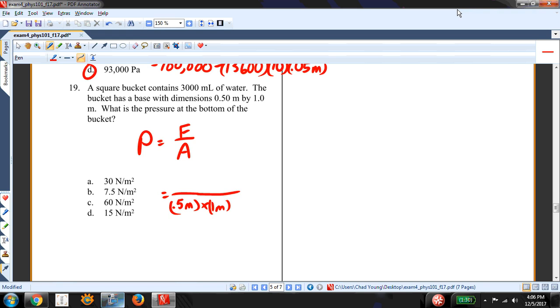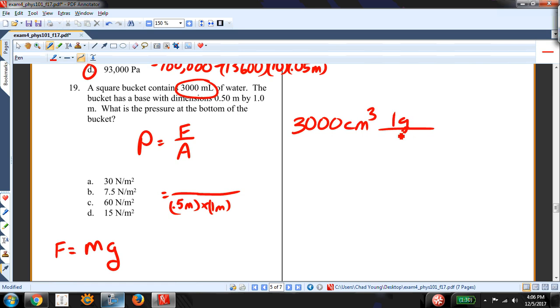The force is going to be equal to the weight of the water. And this was a little tricky to get. So you have to know the force is equal to the weight of the water, which is m times g. And so I need to find the weight of the water. Well, 3,000 milliliters, that's 3,000 cubic centimeters. And I know that the density of water is 1 gram per cubic centimeter, or 1,000 kilograms per cubic meter. So you could do it in kilograms and cubic meters, but you need to do some unit conversions. Unit conversions that I provide to you in a couple of questions, but let's do it this way right now.